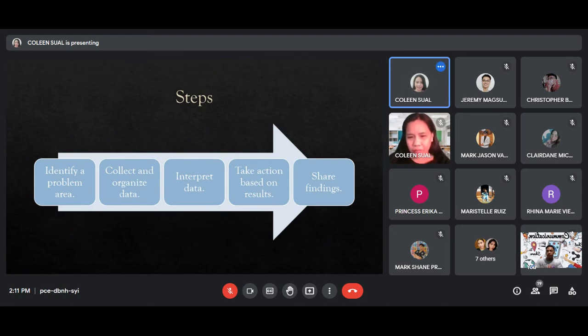Next, you suggest a solution to the problem. It was termed action research because your action is expected after conducting an investigation. And then, you communicate the results to the people concerned.